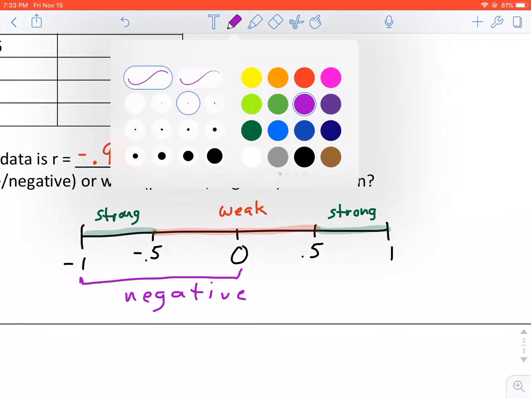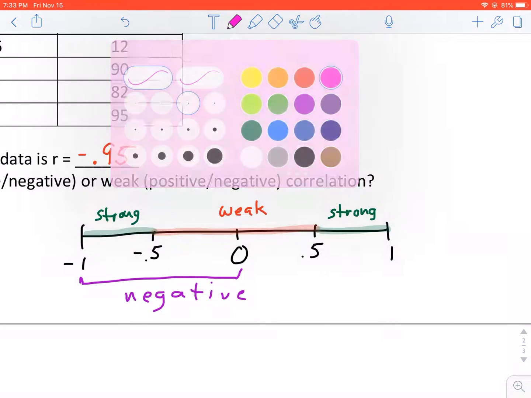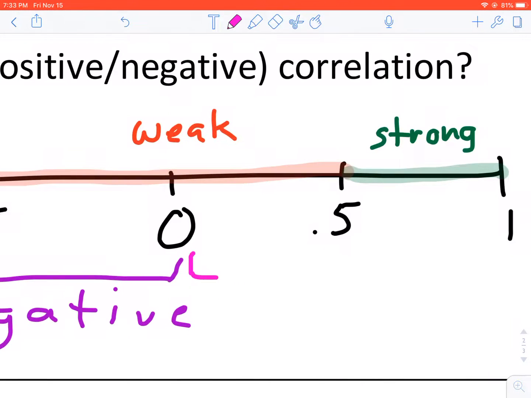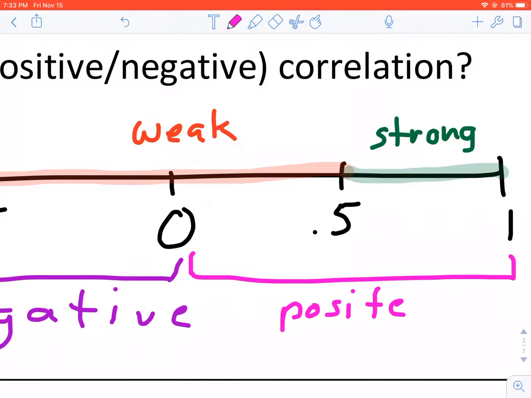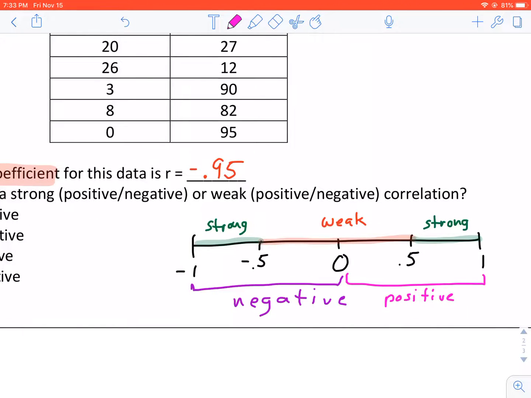Let's go with pink. This side right here is called positive. So we've got negative on the left, positive on the right. Weak is the two middle parts, all the way to negative 0.5 and 0.5. Anything beyond 0.5 on either side is considered strong.